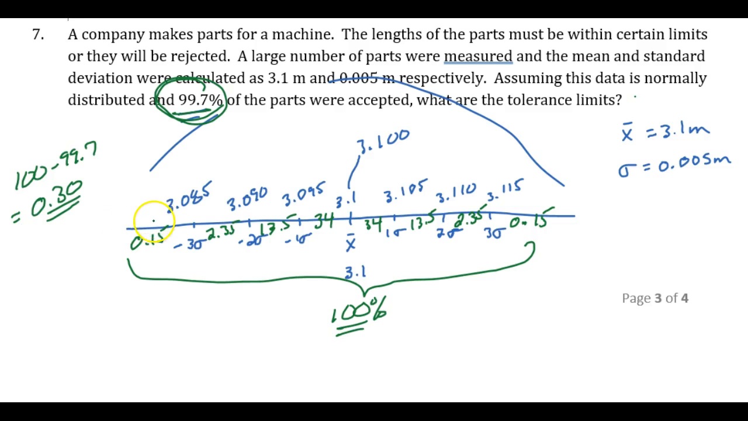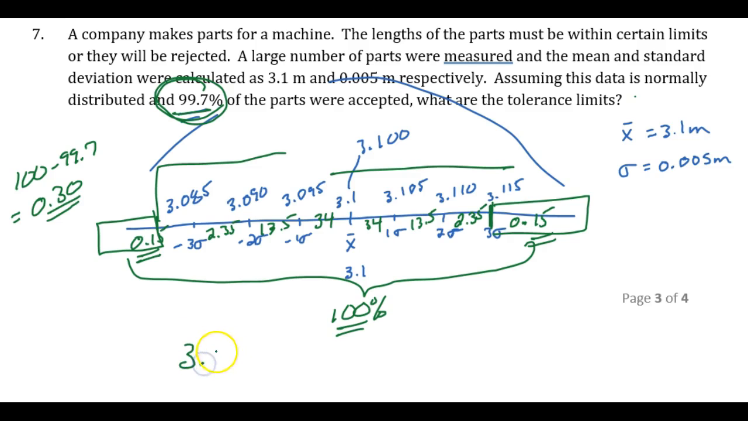How are we going to get 0.3 out of this? How did they figure that out? Well, if you look here, 0.15 and 0.15. These are the areas that get rejected. So if it's any more than 3 deviations below, it's rejected. Any more than 3 deviations above. If you add 0.15 and 0.15, you get your 30. That's the limits. So the limits on the part are here.